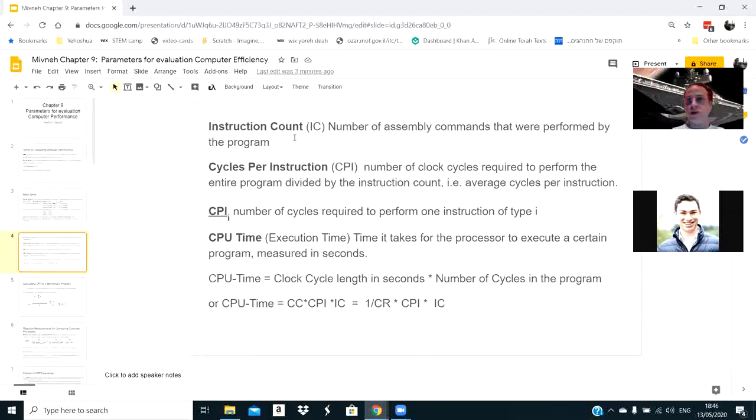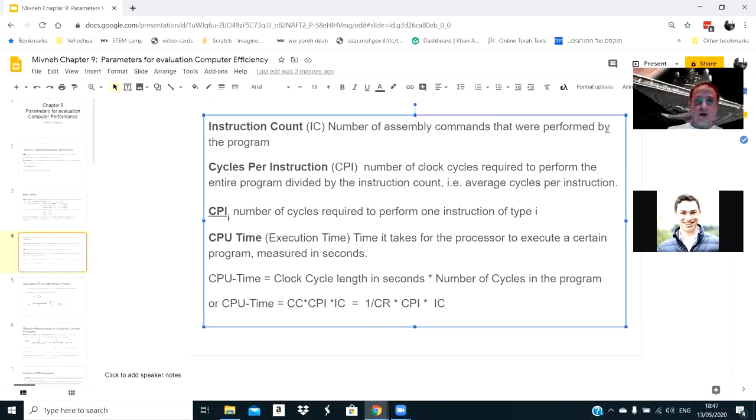Okay, some more terms that you need to know. Instruction count. That's the number of instructions that the computer performed for a given program. In other words, the number of assembly commands that were performed for the given program. I could have a program that has 1 million instructions in it. Then the instruction count would be 1 million. How many commands are in my program?